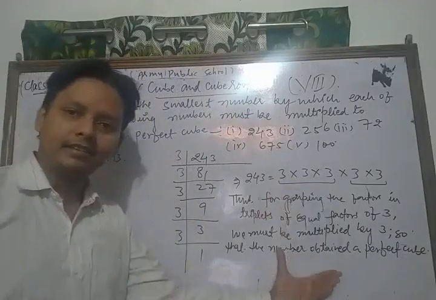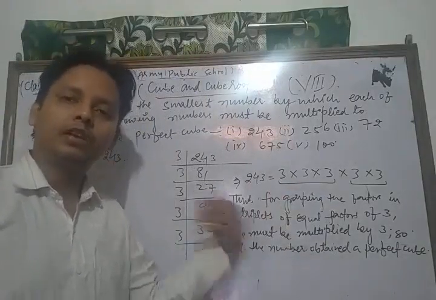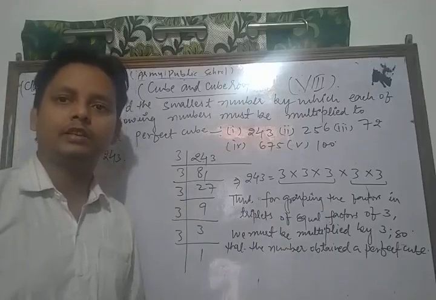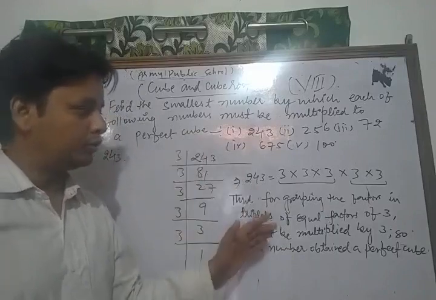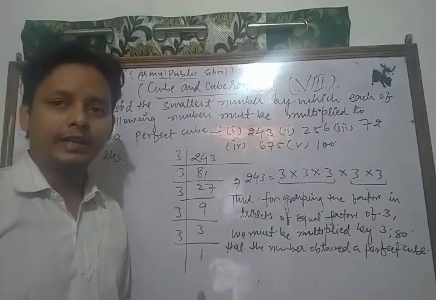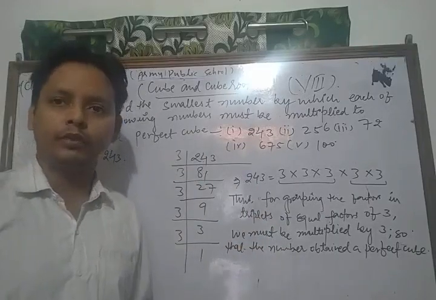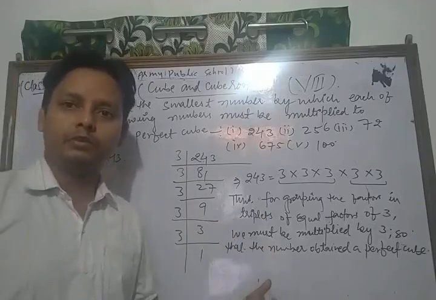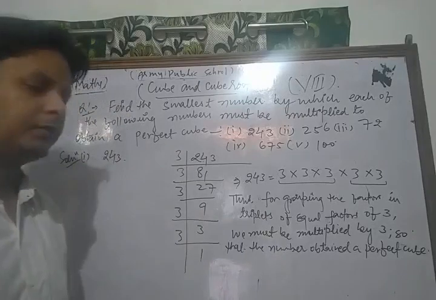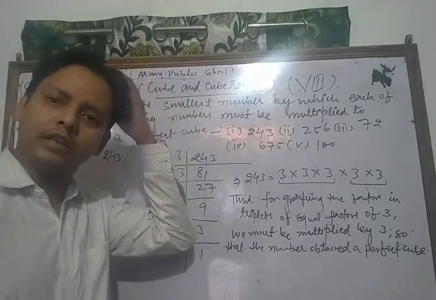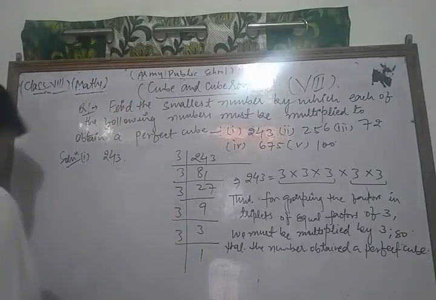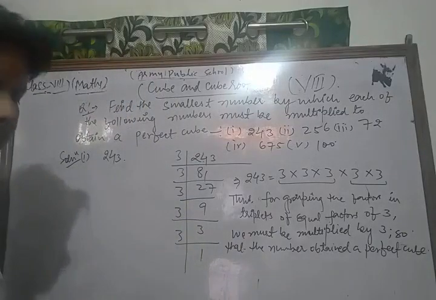You mention that fact: what number we must multiply to obtain the given resulting number as a perfect cube. So for a perfect cube, first of all you observe whether the factors group in triplets of equal factors or not. If not, then we must multiply the number to obtain a perfect cube. Okay, so in this way you can solve that type of question. Now we take and solve the second part of this question. Let's see.